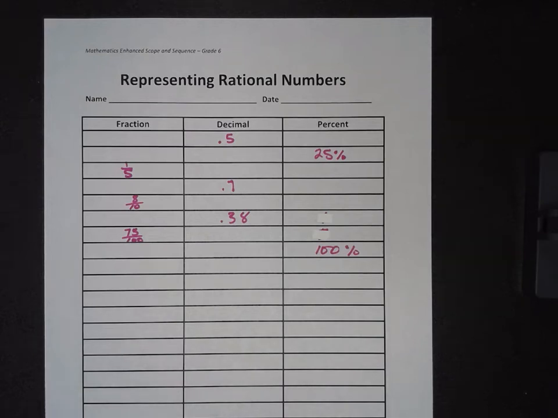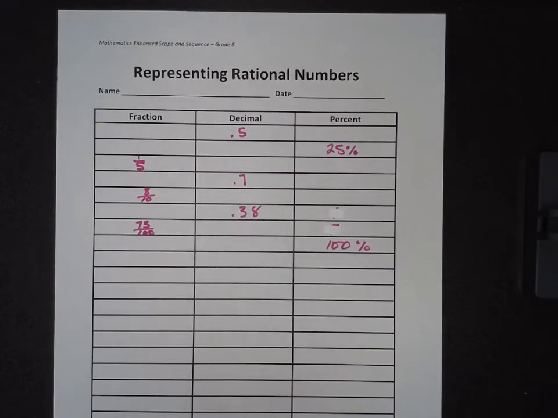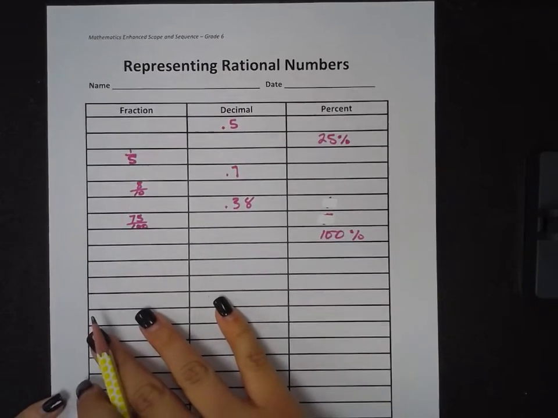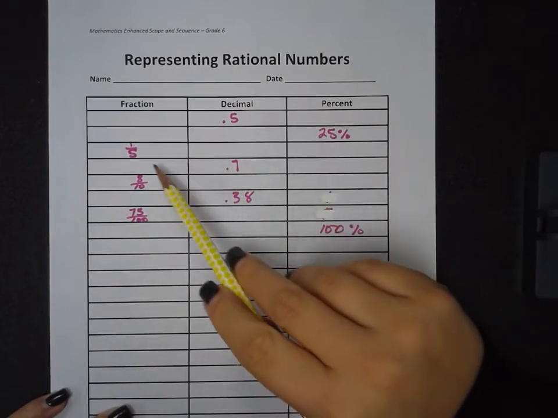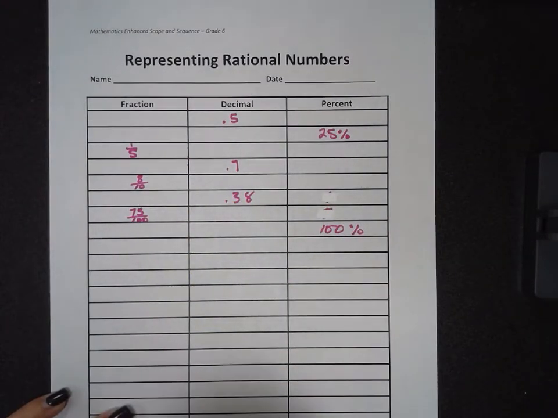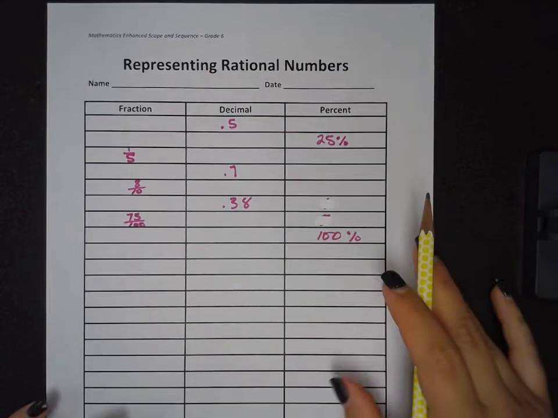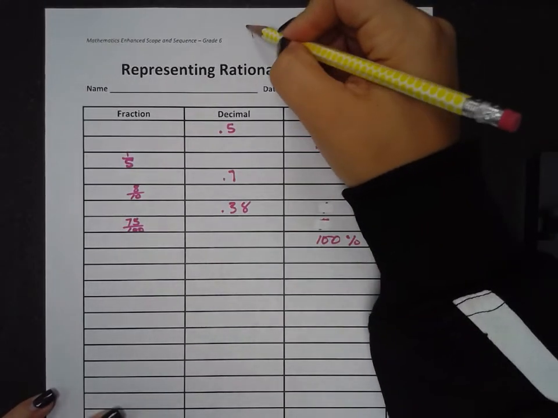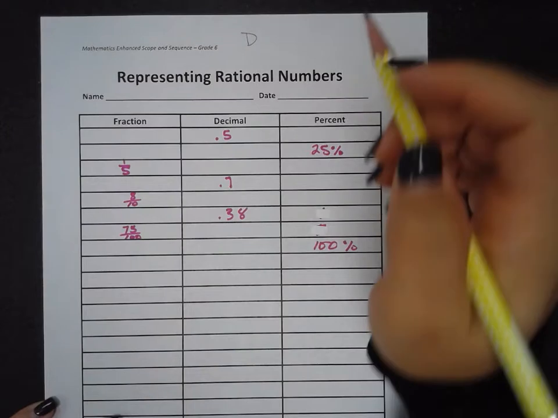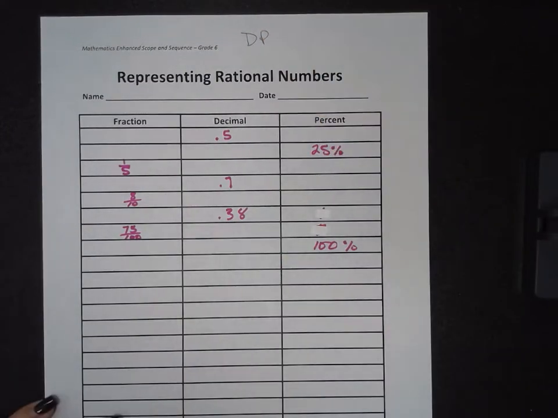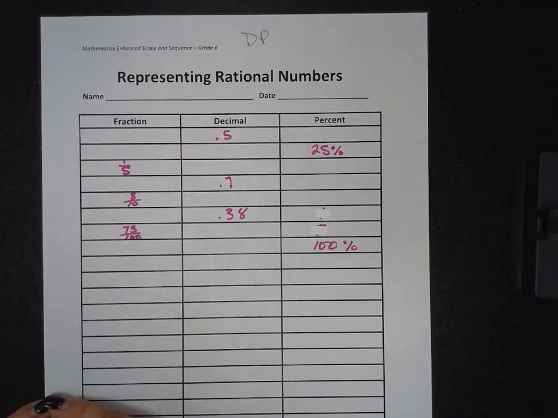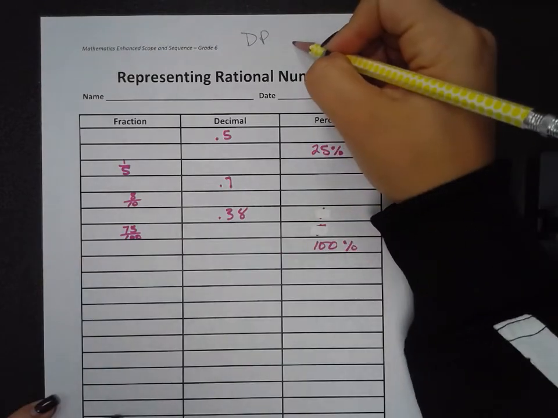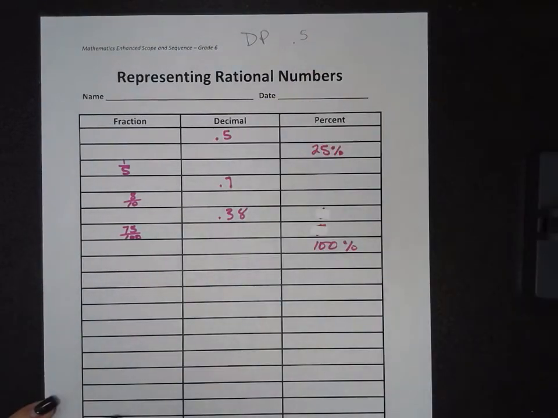Okay, you guys, so once again we are going to be practicing converting our rational numbers. Some of the numbers here, as you can see, are in decimal form, some are in percent form, and some are in fraction form. So if I am starting with a decimal, it's easiest to go from decimal to percent first.